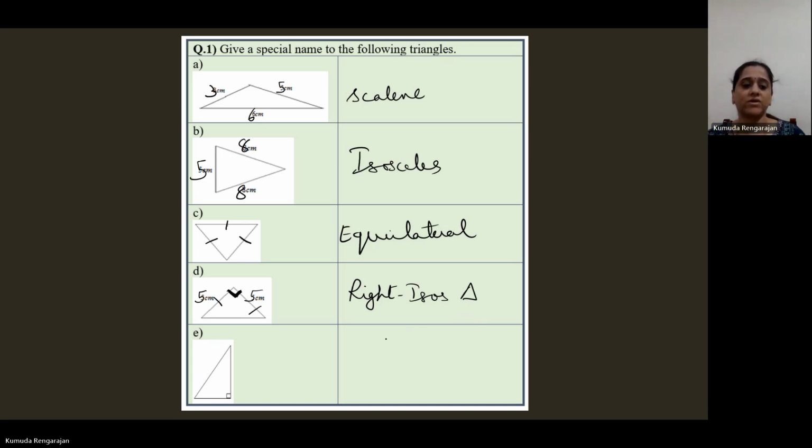All right. And this one? Right angled triangle. Right angled triangle.